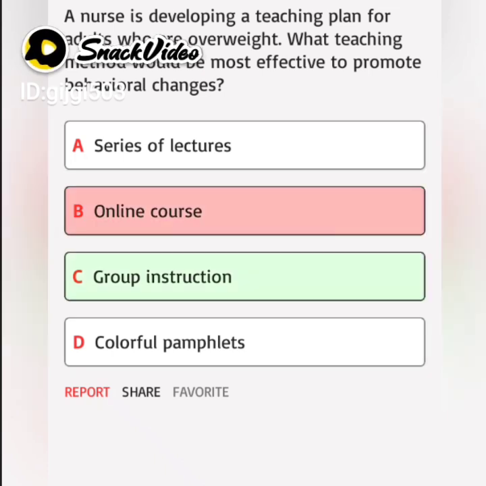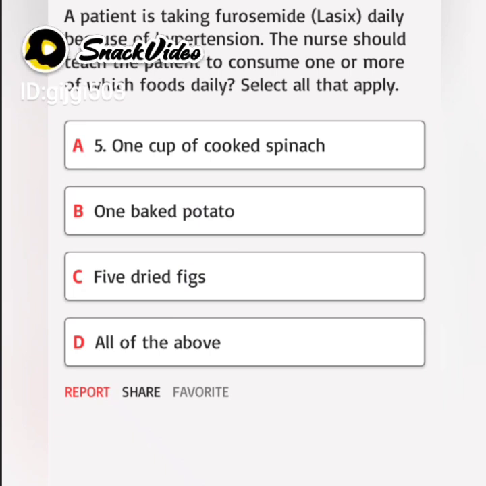Correct answer. A patient is taking furosemide (Lasix) daily because of hypertension. The nurse should teach the patient to consume one or more of which foods daily. Select all that apply. A, 1 cup of cooked spinach. B, 1 baked potato. C, 5 dried figs. D, all of the above.